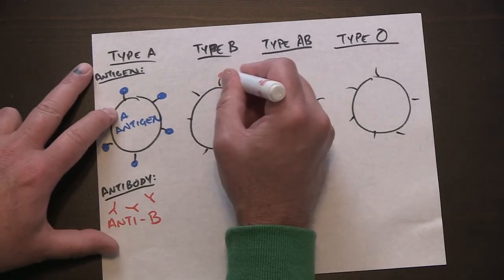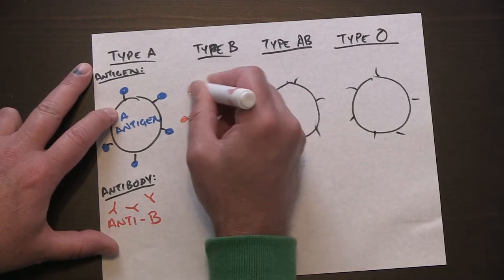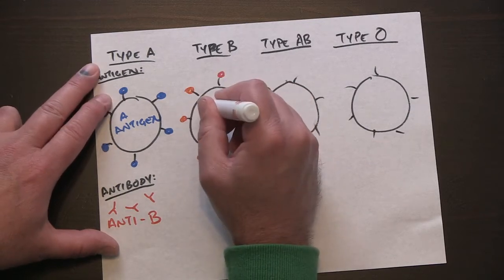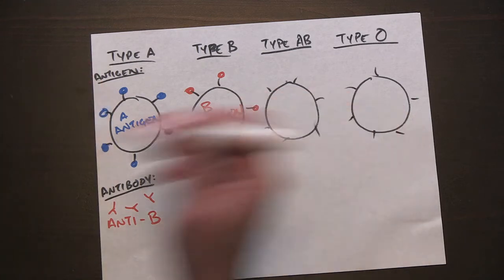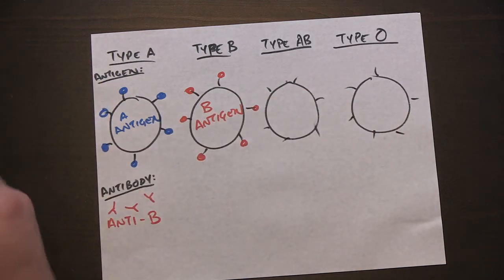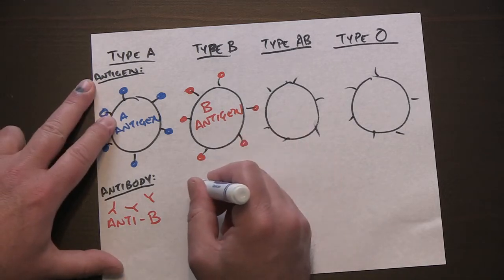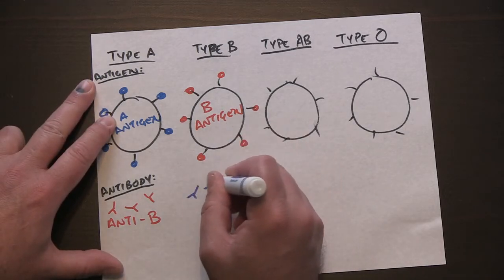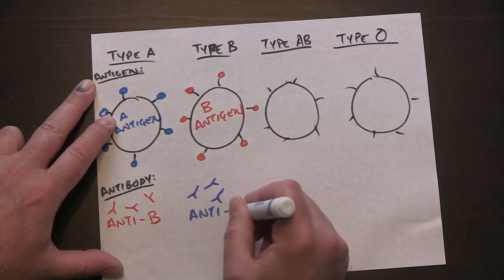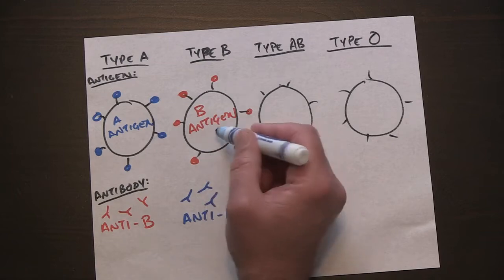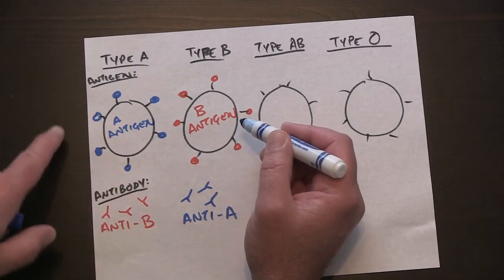B blood has got the B antigen on the outside of the cell. The antibody that this one has is anti-A. So if a B blood type gets A blood, the anti-A attacks it.